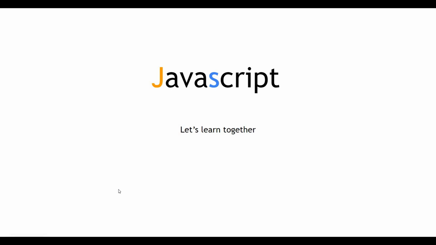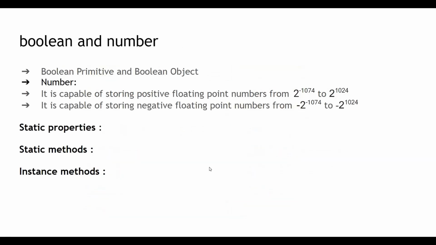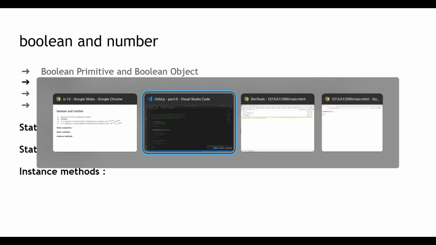As part of learning JavaScript, in the previous videos we have covered primitive data types. In that we have covered undefined, null, boolean and number also. So in this video we'll continue with the number data type and then we'll discuss static properties of a number. Okay, let's jump into the code.